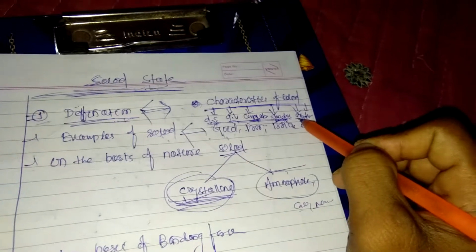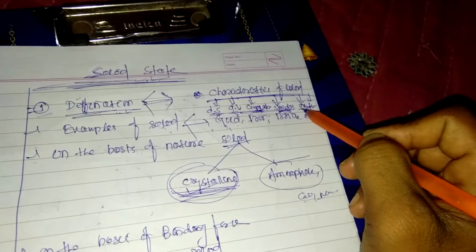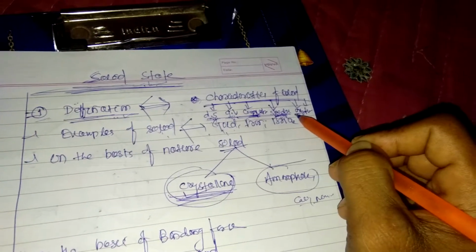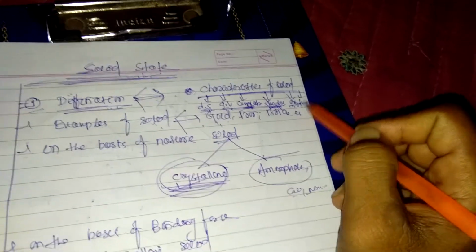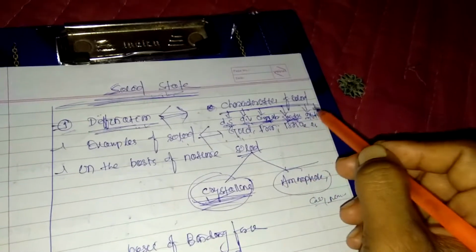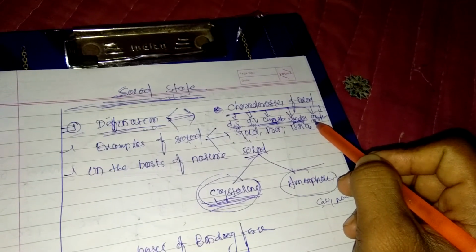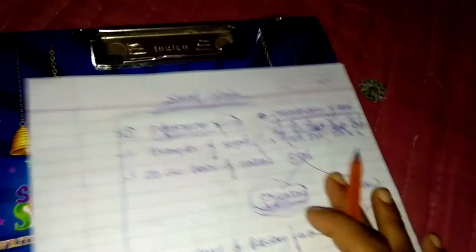And what is crystalline state? Crystalline state, as I told you, is a very important sub-characteristic. Crystalline state means its constituent particles follow a long range order. High density. Density means what? Mass by volume. Last one is melting point. Melting point means, as I already told you, when a solid changes into liquid through heating.